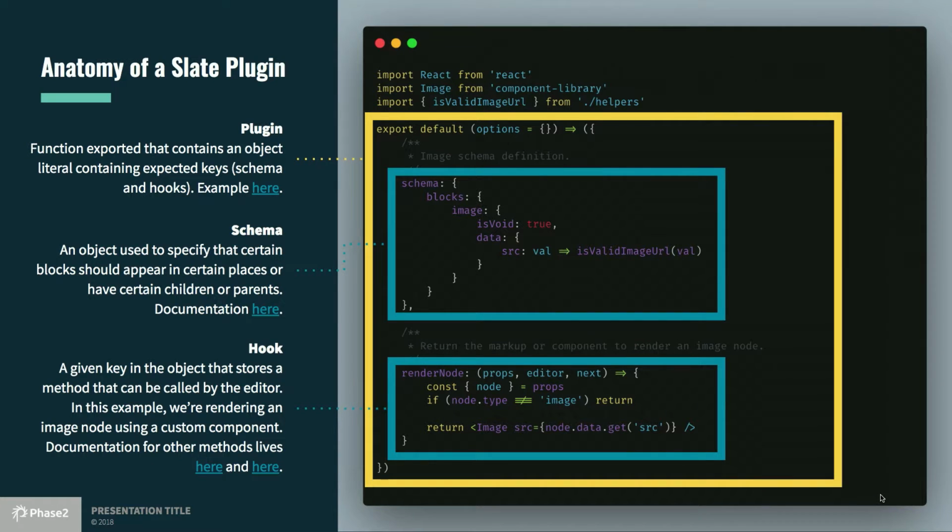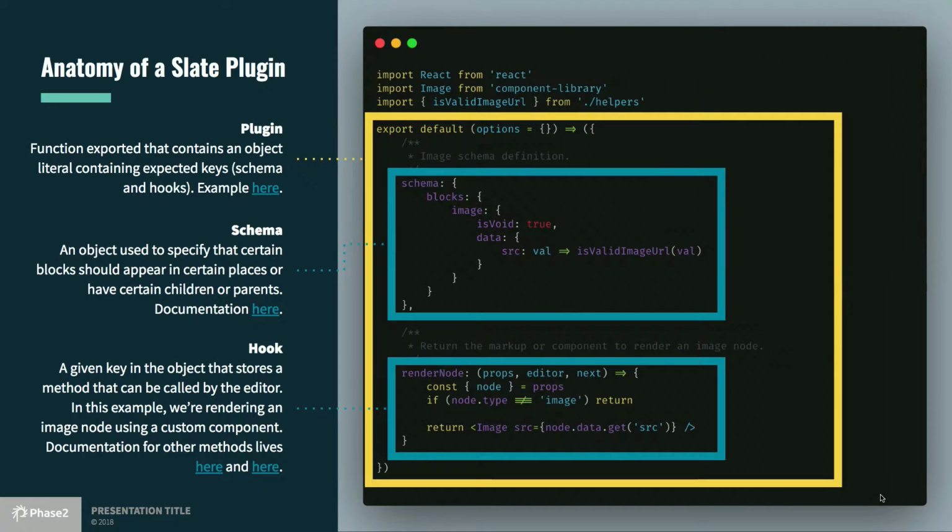Here we're telling the image block, we don't actually have any text to edit in here, so we have to tell it void, and we're actually verifying that there's a data key, because you can actually put data straight into the node in Slate, and that's usually where you store things like the image source. So in this case, we're verifying that the image source is an image URL.